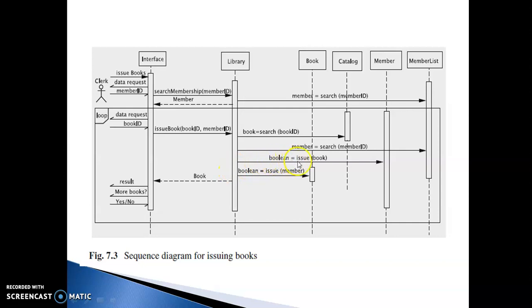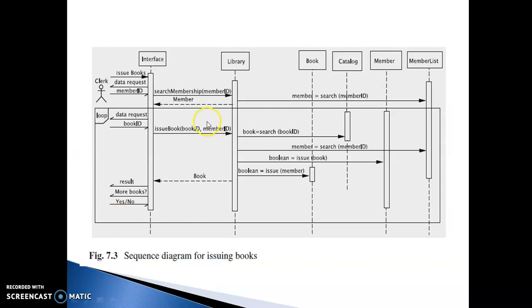Next, Boolean issue book. If it is successful for issuing, then you can return yes. So a particular book will be issued to a member, and the library will give the book as a return, and that is the result that is expected. And do you want to issue more books? If yes, then the loop will be repeated. Otherwise, you can come out of the library information system.